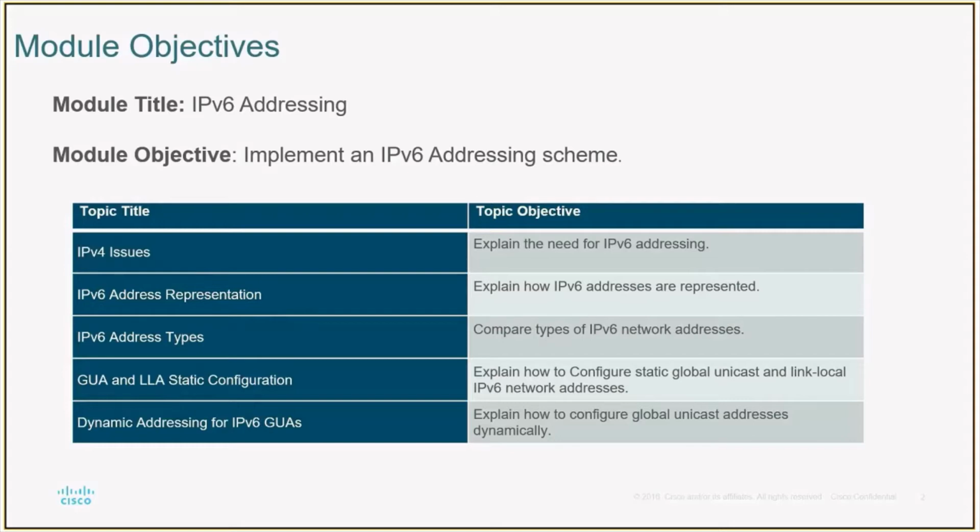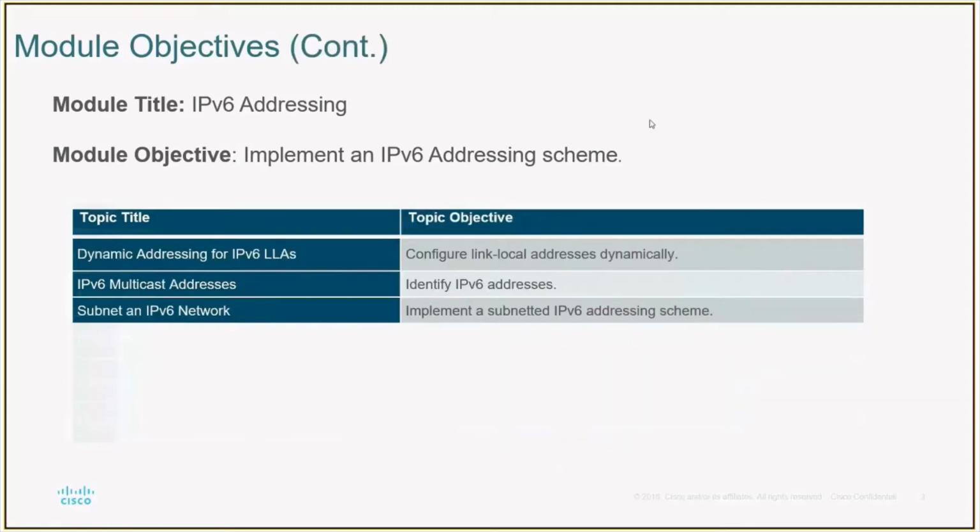And then we're going to look at dynamic addressing for the global unicast addresses. Okay, and we're also going to look at dynamic addressing for IPv6 with linked local addresses. We're going to look at multicasting, and we're also going to look at how we can subnet IPv6. And thankfully, that's one bit that we really don't talk a lot about because it's not very complex at all.